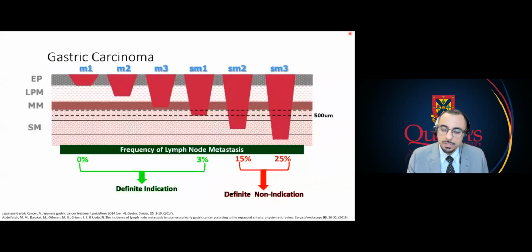So this is a bit of an oversimplification for gastric cancer. It's a bit more complicated. It depends on size and differentiation and some other factors. But generally for gastric cancer, again, M1 to SM1, so these superficial gastric cancers, the risk of lymph node metastasis is fairly low, and these can be managed endoscopically, whereas the deeper invasion should be managed surgically due to the significant risk of lymph node metastasis.